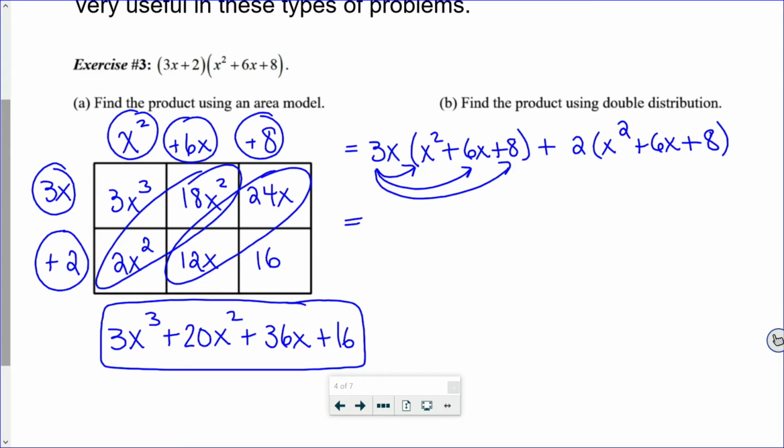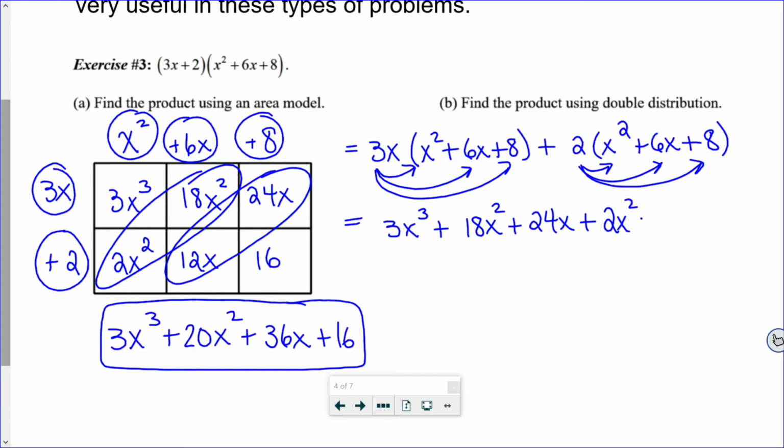3x times x squared is 3x cubed. 3x times 6x is 18x squared. 3x times 8 is 24x. All right, now I can distribute the 2 here. 2 times x squared is 2x squared. 2 times 6x is 12x, and 2 times 8 is 16.